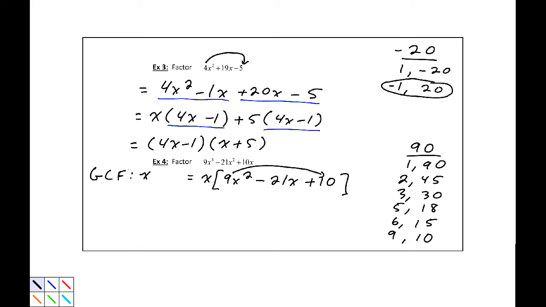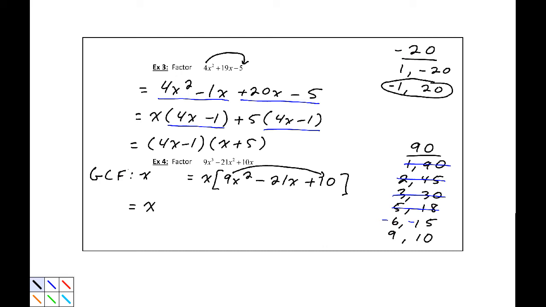All right. Now I need a pair of these factors that multiply to be 90, which they all do, and also add to be negative 21. So 1 and 90 add to be 91. That's not it. 2 and 45 add to be 47. That's not it. 3 and 30 add to be 33. That's not it. 5 and 18 add to be 23. That's not it. 6 and 15 add to be 21, which isn't what I'm looking for, but it's very close. So perhaps if I change this to be negative 6 and negative 15. That'll work.